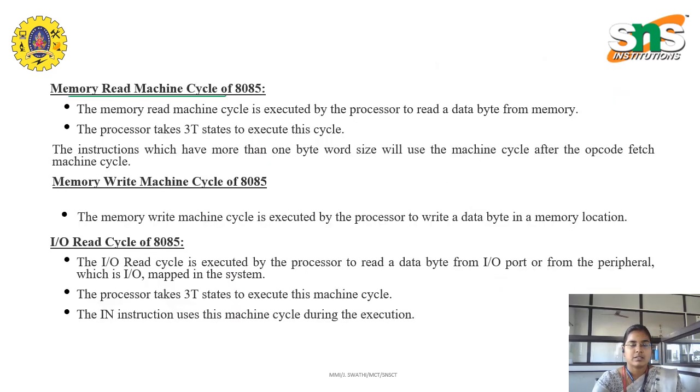Memory read cycle: the memory read machine cycle is executed by the processor to read the data byte from the memory. The process takes 3T, where the opcode fetch takes 4T and the memory read takes 3T. The memory write cycle is executed by the processor to write the data byte in the memory location. This is also 3T. The input output read cycle is executed by the processor to read the data byte from the input output or from the peripheral. The processor takes 3 T states to execute this machine cycle.